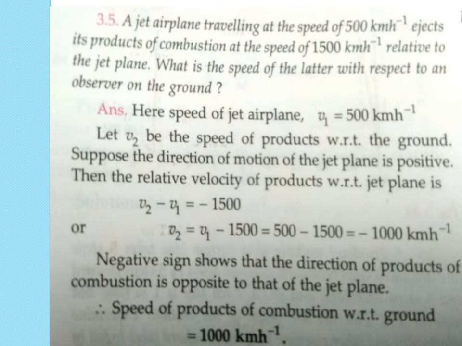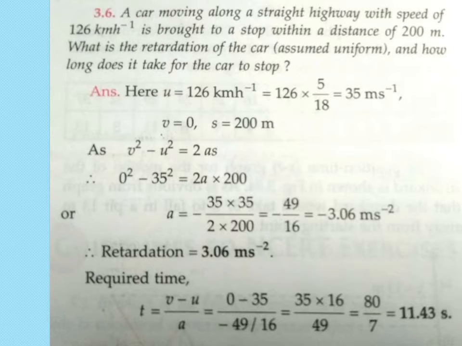Next question is, a car moving along a straight highway with a speed of 126 km per hour is brought to a stop within a distance of 200 meters. What is the retardation of the car and how long does it take for the car to stop?